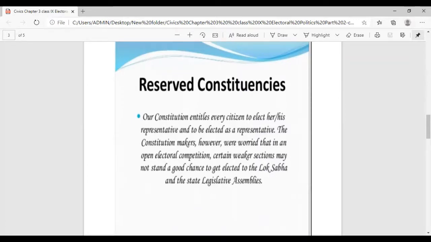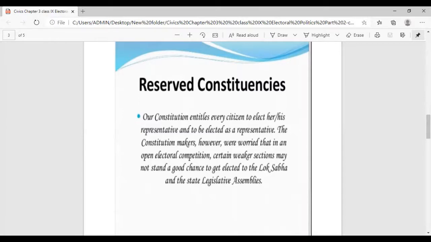In Lok Sabha, out of 545 seats, 131 seats are reserved: 84 seats are reserved for the scheduled caste, and 47 for the scheduled tribe. So in the Lok Sabha election, in total there are 545 seats, and out of 545 seats, 131 seats are reserved. It means 84 seats are reserved for the scheduled caste and 47 seats are reserved for the scheduled tribe.